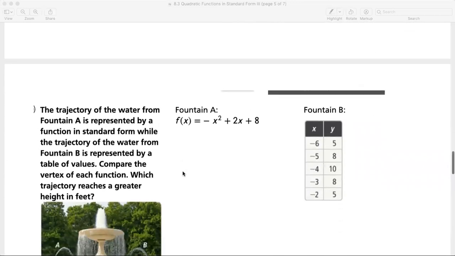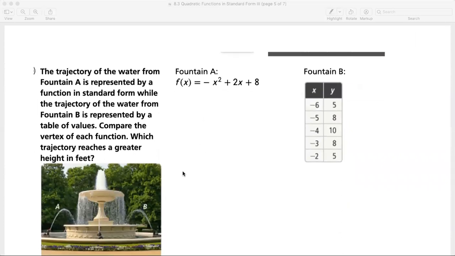This is a very wordy question. What's happening here, okay, so let's read it. The trajectory of the water from fountain A is represented by this equation in standard form, while the trajectory of the water from fountain B is represented by a table of values. Compare the vertex of each function. Okay, so I'm going to underline that because that's what we're going to be looking at. Compare the vertex of each function. Which trajectory reaches a greater height in feet?